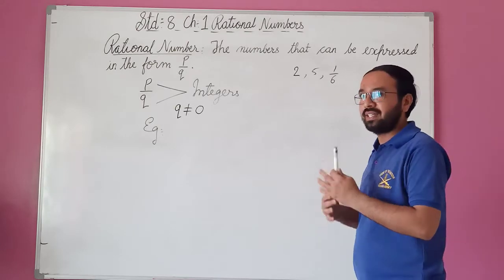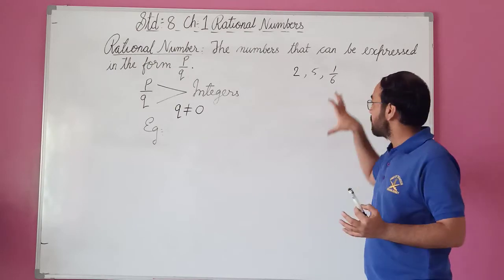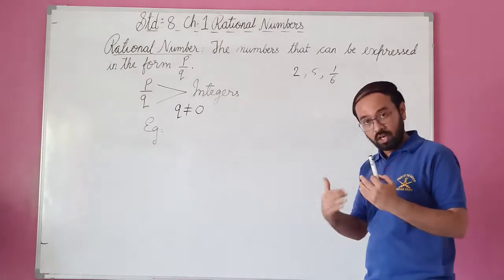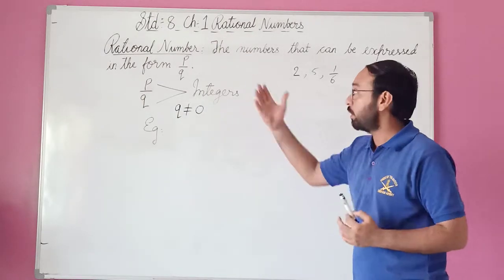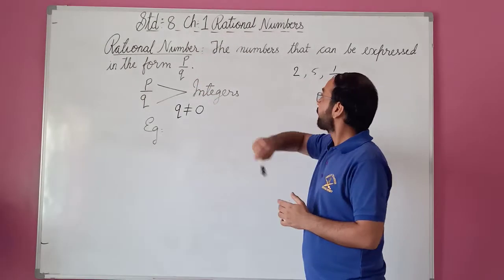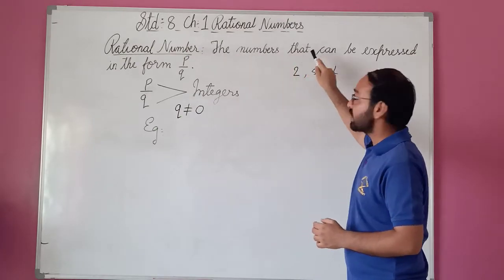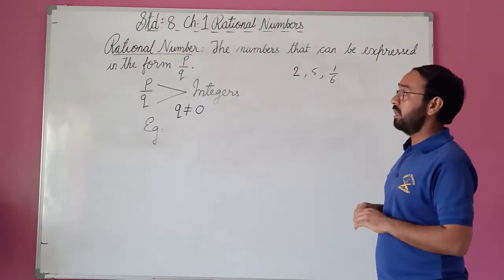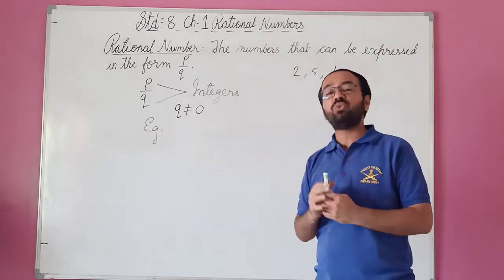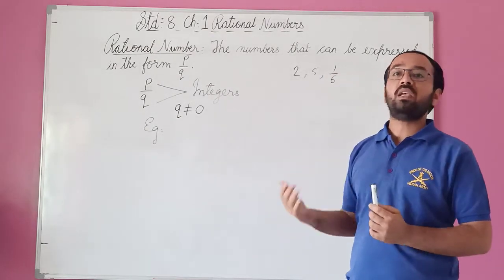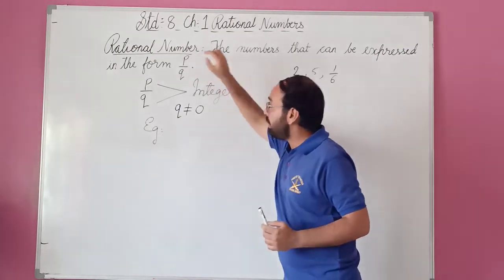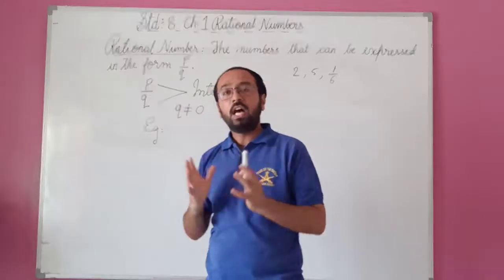But we can't say directly that such numbers are rational numbers, so let's understand and define the meaning of these rational numbers. The numbers that can be expressed in the P by Q form, it means it should be in the P by Q form, they are the rational numbers.